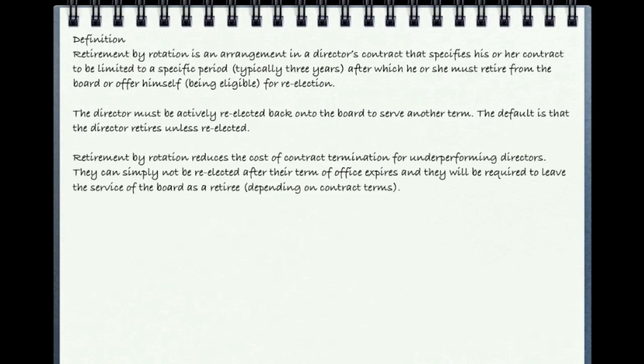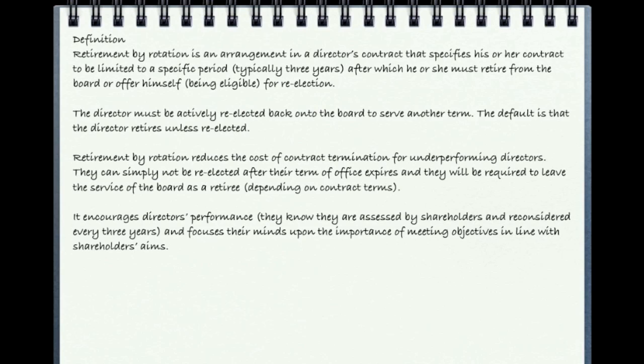So retirement by rotation reduces the cost of contract termination, particularly for underperforming directors. They can simply not be re-elected after their term of office expires, and they'll be required to leave the service of the board as a retiree. Of course that will depend on their contract terms, but remember that means that we don't have to sack them. We know that they're going to be retiring within the short term in any case.